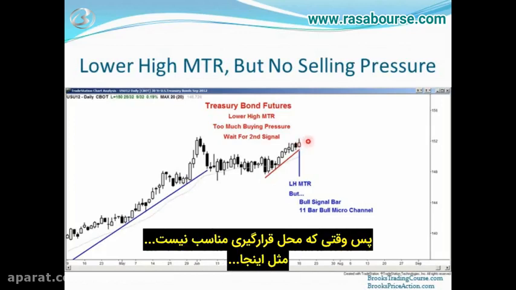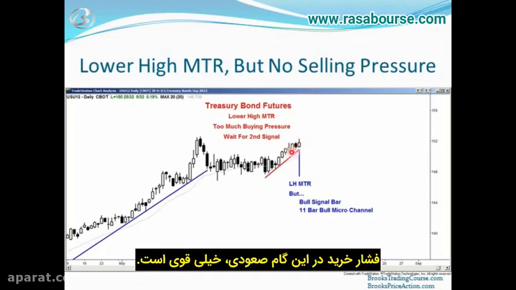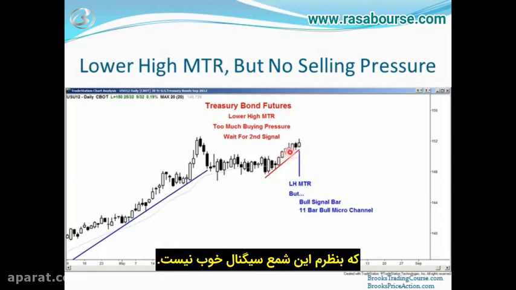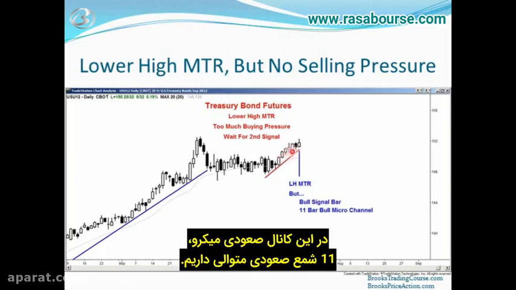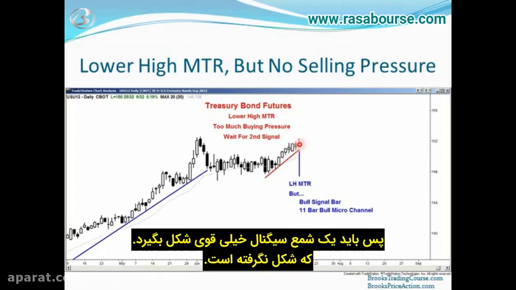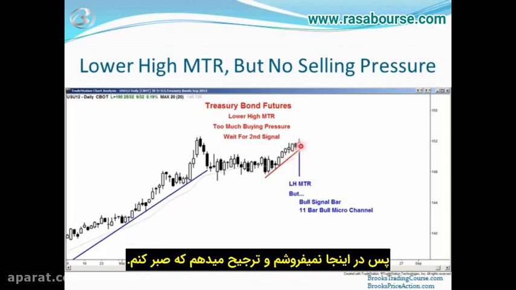So whenever the context is not perfect, and here it's not, we have too much buying pressure in this leg up. If the context is not perfect, I need a perfect signal bar. And to me, this is not a perfect signal bar. We have 11 consecutive bars up in this bull microchannel, and that's just too much buying pressure. So I would need a very strong signal bar, and we don't have one. So I would not take that short. Instead, I would wait.